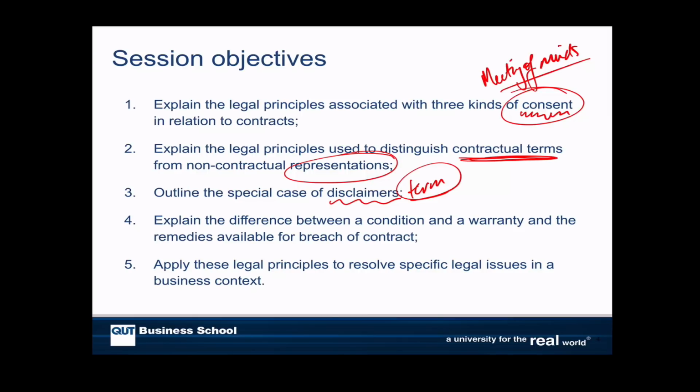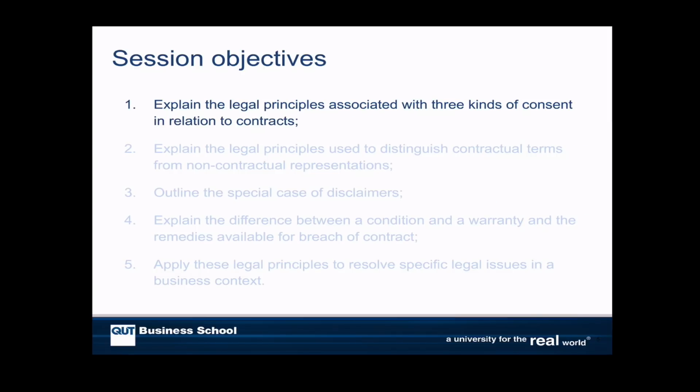And then finally, we want to be able to distinguish between a condition and a warranty. Now, these are both terms in a contract. Okay, so they're both part of the contract, but the effect on the remedy is quite different. So if you breach a condition, there's a different outcome that you can get rather than if you breach a warranty. So we need to be able to distinguish between a condition and a warranty in terms of the terms of a contract. So let's start by looking at consent.